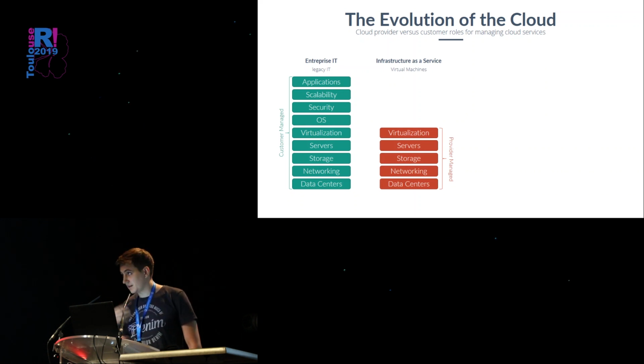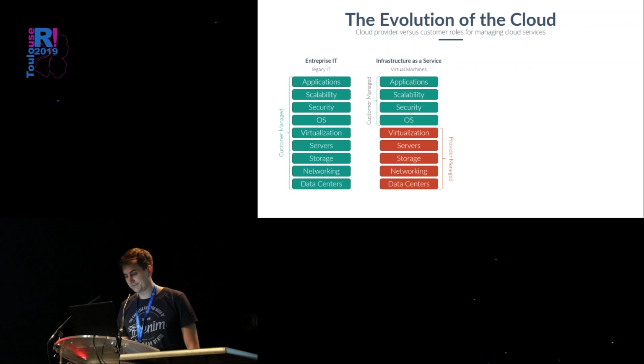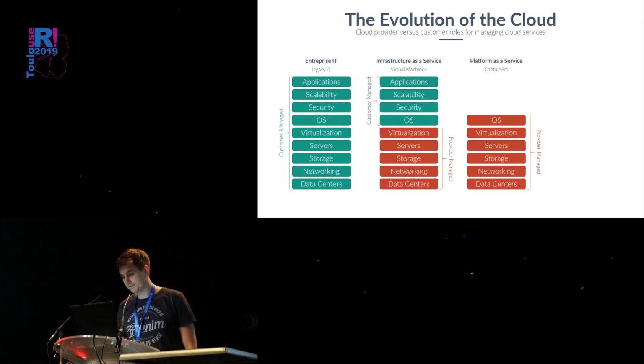So infrastructure as a service, which are usually virtual machines, means that many parts of the lower layers are being handled by the service provider. So up to the virtualization layer, you don't have to worry about anything. If you take this one step further and arrive at platform as a service, you don't even have to worry about the operating system anymore. This is usually Docker or container technology.